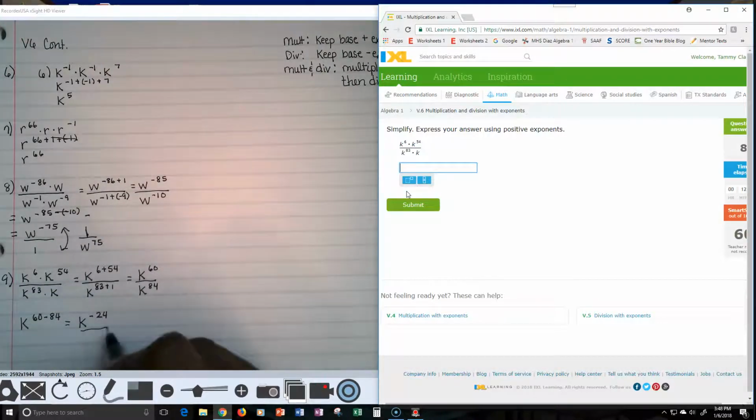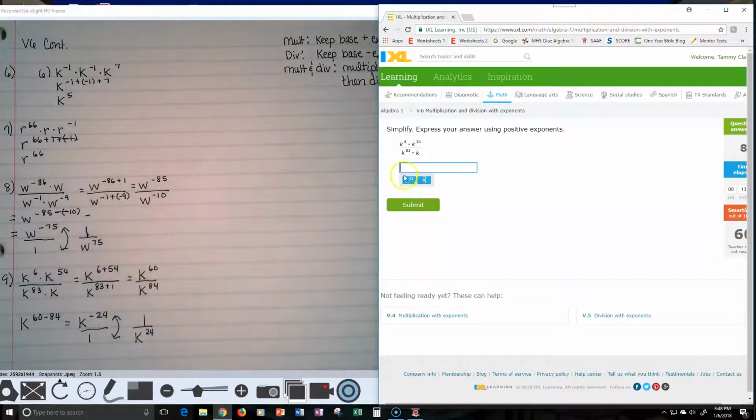So again, we have to give our answer as a positive exponent, so we're going to flip this over and we end up with 1 over k to the 24th.